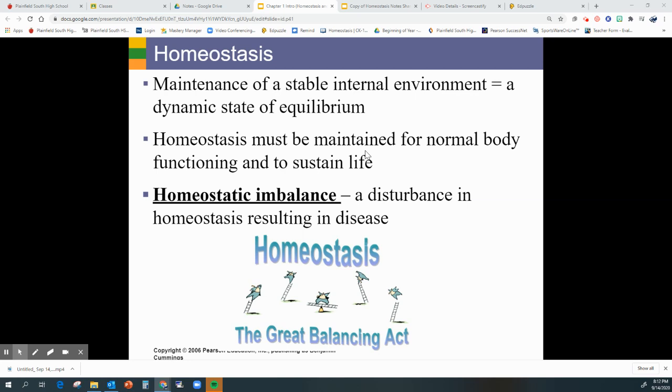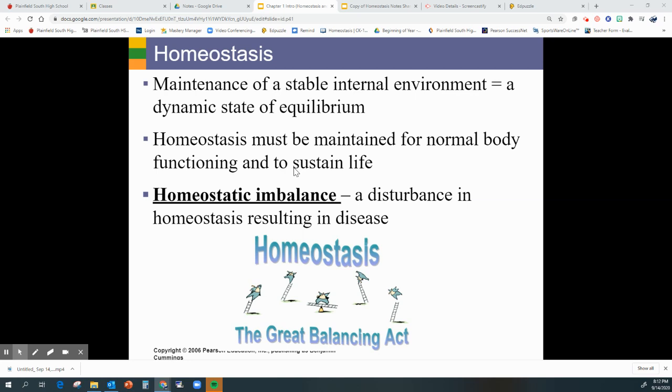All right. So homeostasis, by definition, is just the maintenance of a stable internal environment. Okay. The big hallmark here for homeostasis is that it is a dynamic equilibrium. All right. So it's not something that is static, it's constantly changing. And we have to be able to maintain that homeostasis to be able to not only ensure normal body function or normal function within the body, but also sustain life.